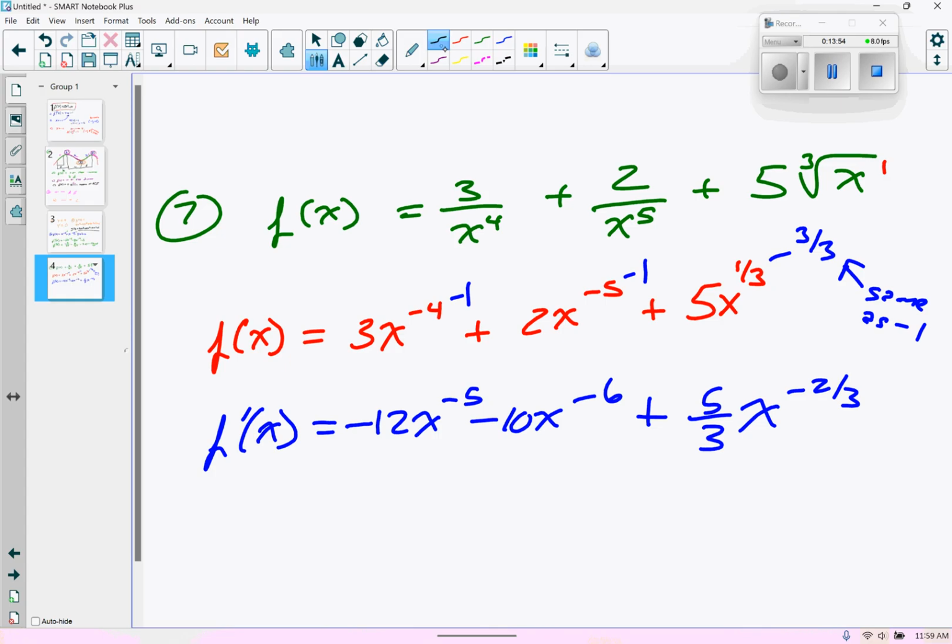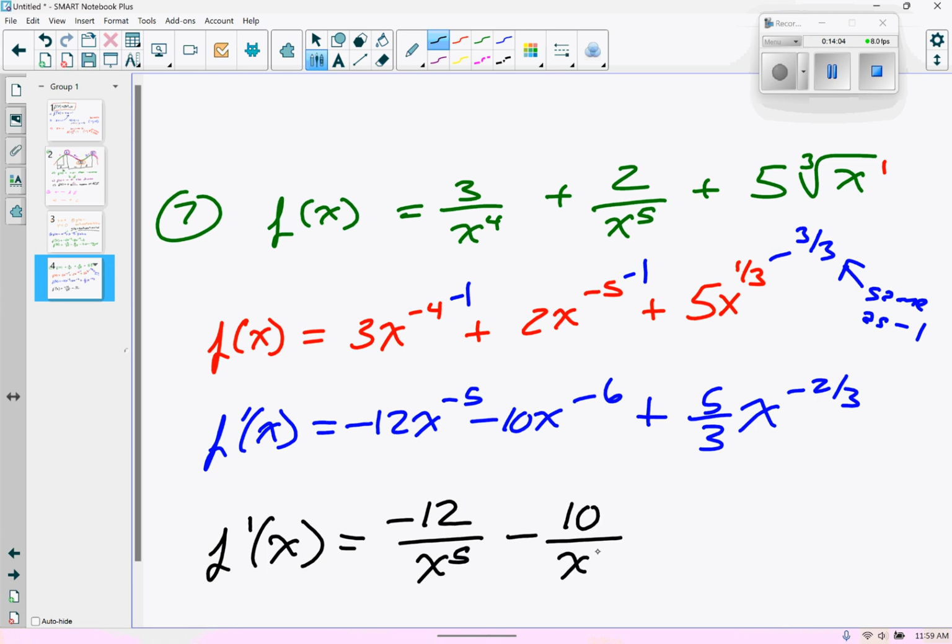And then we can clean this one up a little bit to say, well, that's going to be negative 12 over x to the 5th minus 10 over x to the 6th plus 5 over 3 x to the 2/3 power. And I'd say if you can get to that point, you did very well. If you can get to the blue, that's awesome. If you can get to the black, even better. That just shows that you have an understanding of a negative exponent swaps locations. Okay.